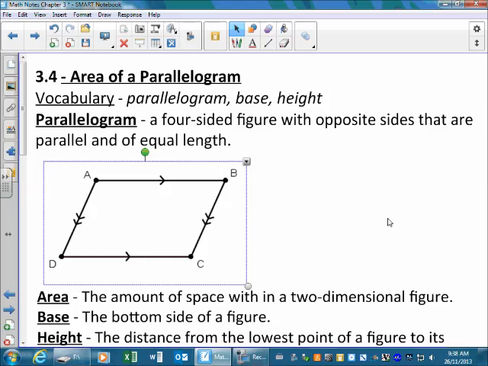So parallelogram, and this is an example of what one looks like. A parallelogram is a four-sided figure, four sides only. The opposite sides are parallel, so this side and this side are parallel to one another. This side and this side are parallel to one another. And each opposite side is of equal length. So they're pretty standard. That's what a parallelogram is.